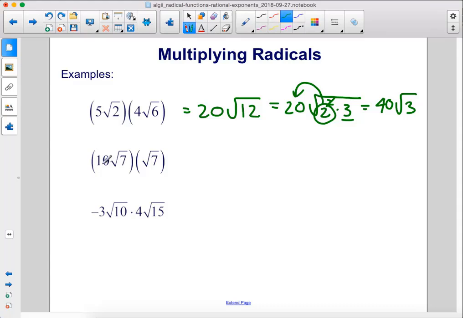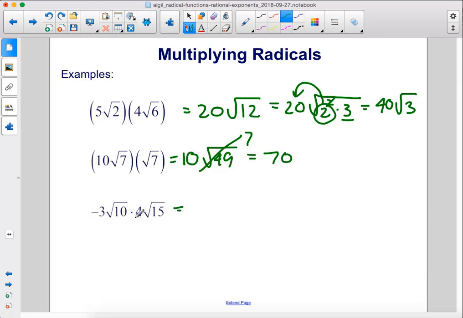of 3. Here we have 10 times 1, which is 10, times the square root of 49, which is 7 times 7. The square root of 49 is 7. So this becomes 7 times 10, which is 70.